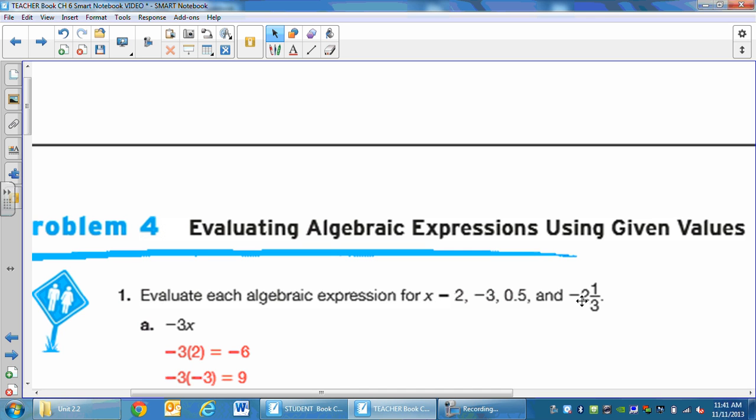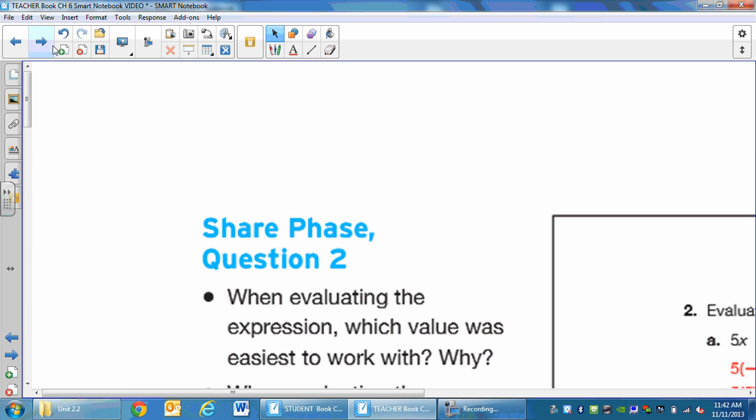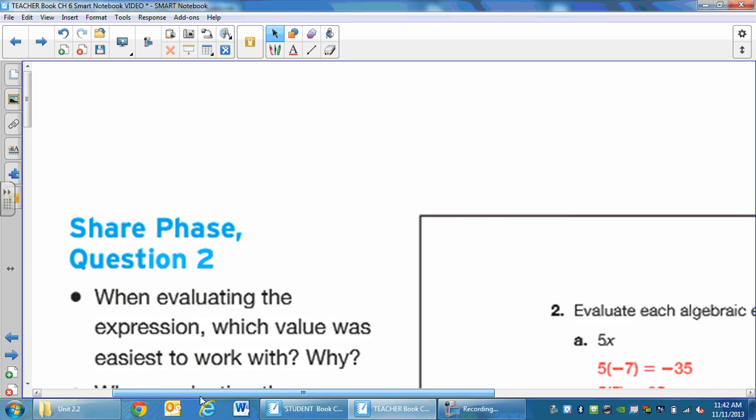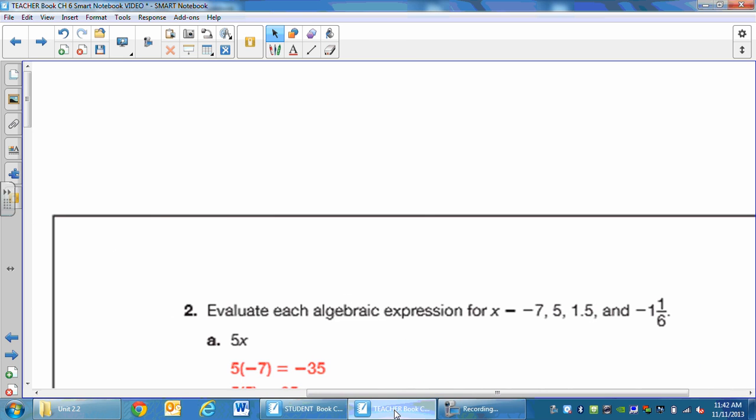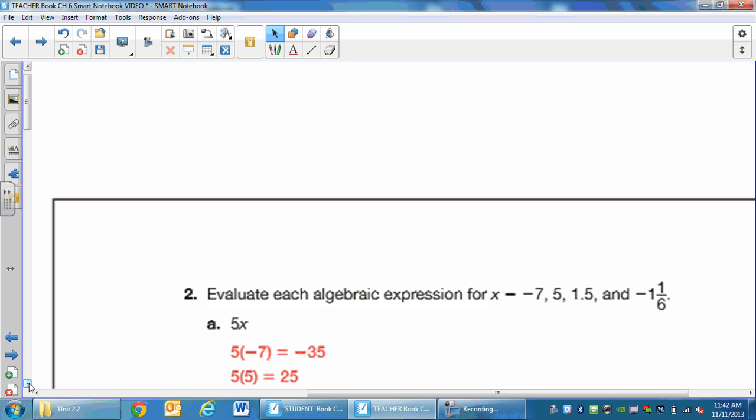You'll do this for A, B, C, and D on 300. On 301, you will plug in negative 7, 5, 1.5, and negative 1 and 1/6. So on A, when it says 5x, you'll do 5 times x. X is negative 7. So it's kind of like A, B, and C, and then it has 4 parts. A, B, C, D, or maybe this is 1, 2, 3, 4. So then the next one I would do is 5x. Well, my next x is 5. So 5 times 5 is 25, and so on.